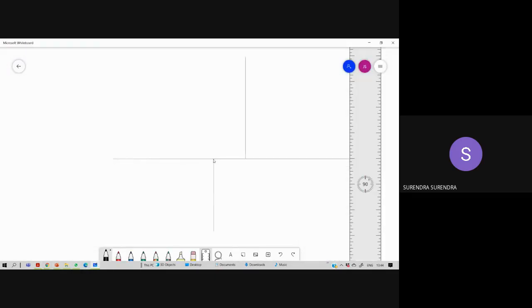now taking this as center. So better for you, if you have any doubts, let this be C1 and C2. Now C1 as center, draw a semicircle with 15 mm radius.